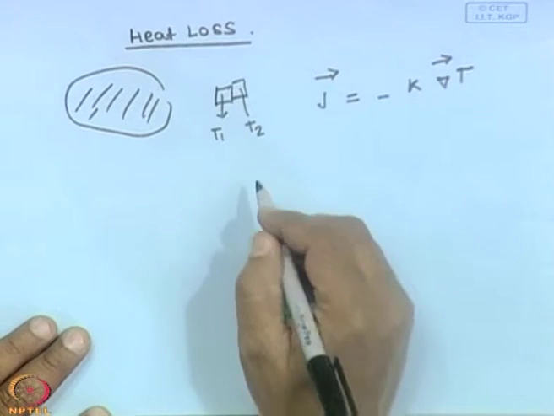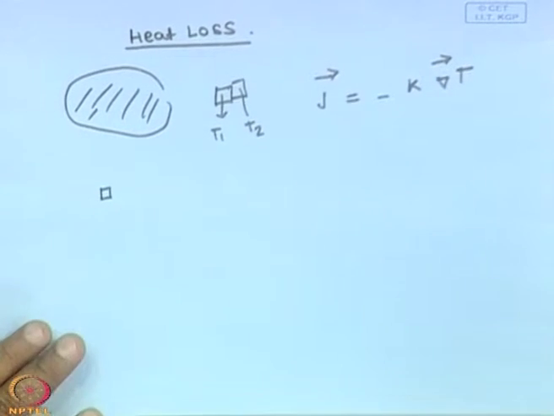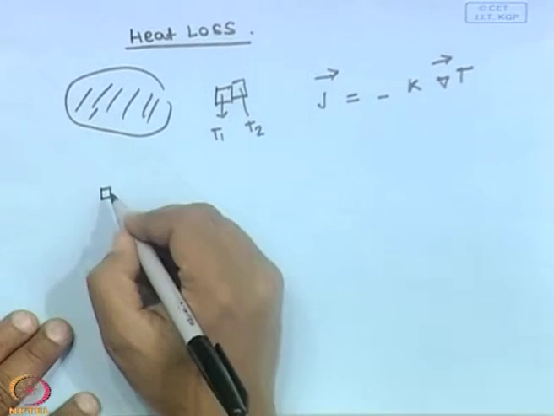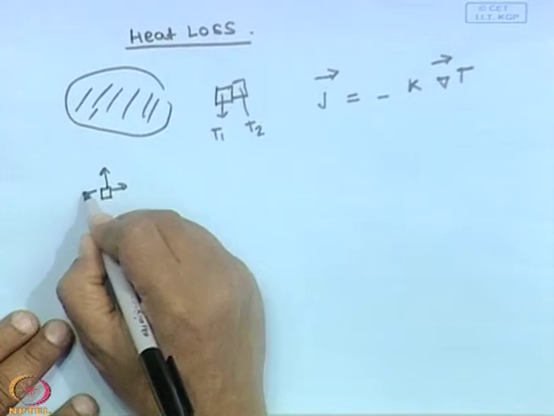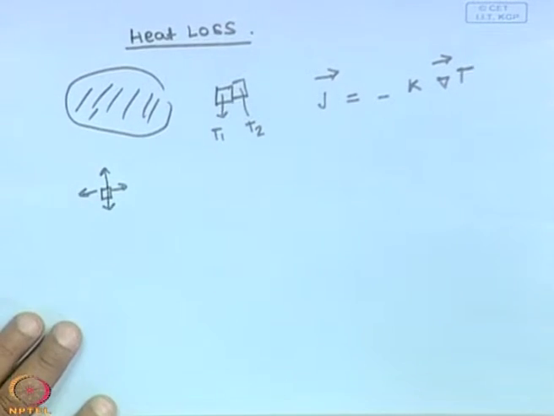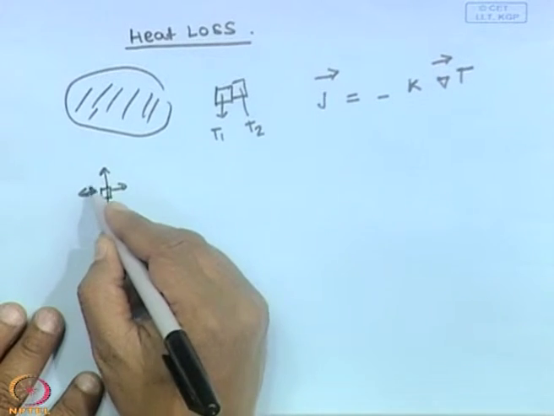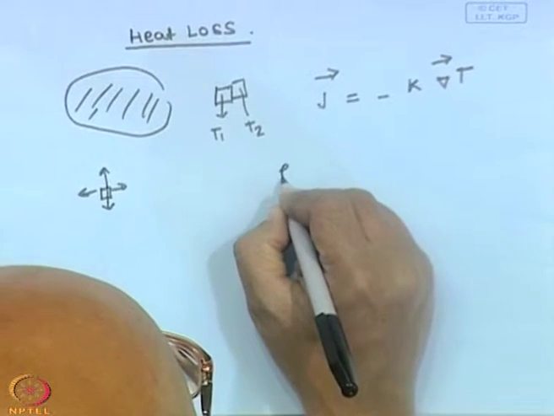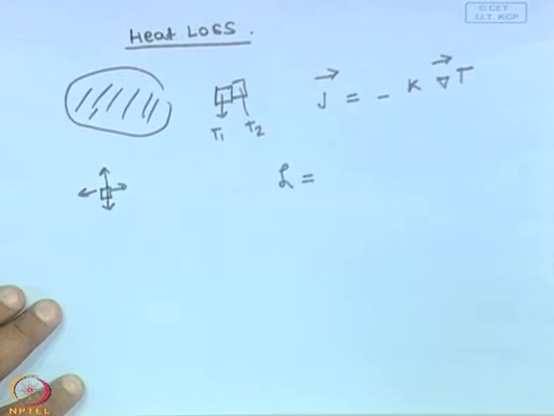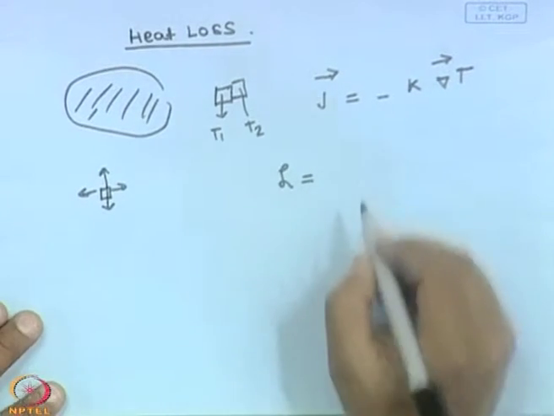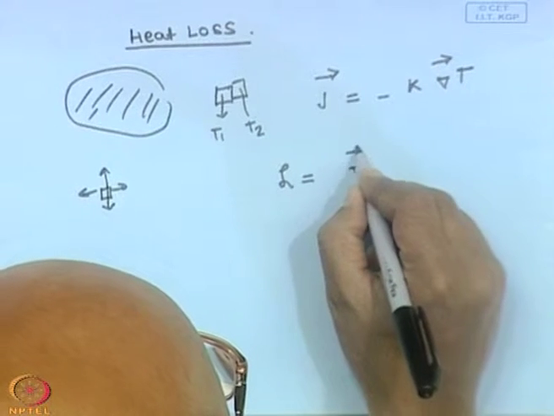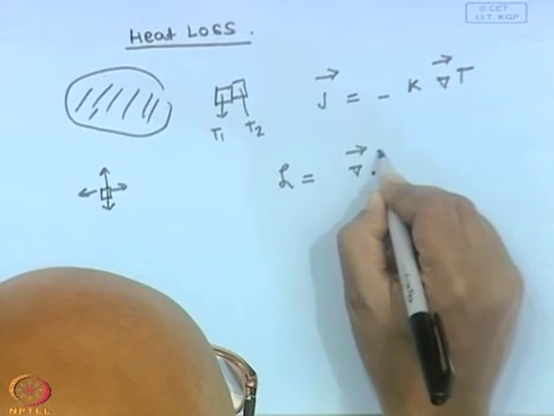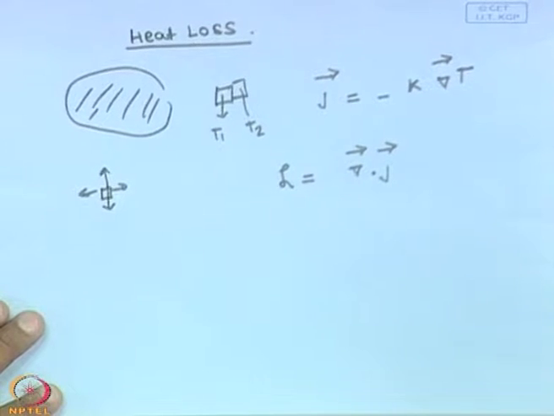And if I now have a unit small volume here and ask what is the total heat that flows out, then you have to take this current and do a surface integral over this, and the surface integral can be converted into a volume integral through Gauss theorem. So, we know that the heat loss rate is essentially the divergence of the conduction current, that is the rate at which the heat is flowing out.